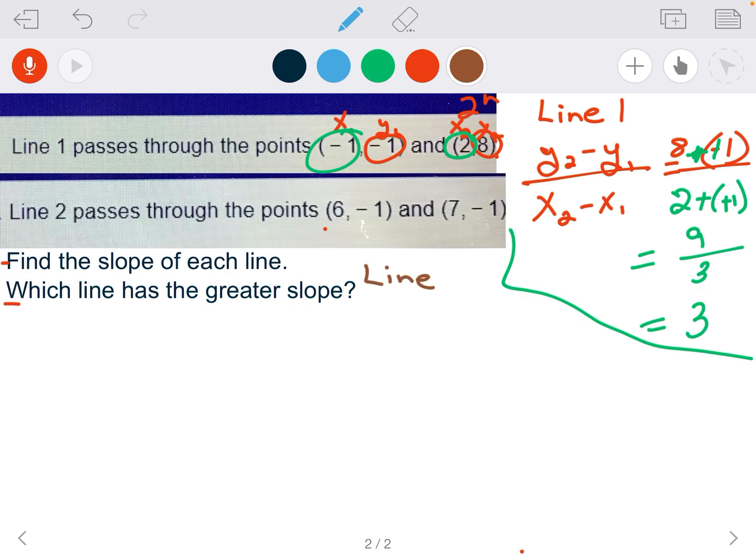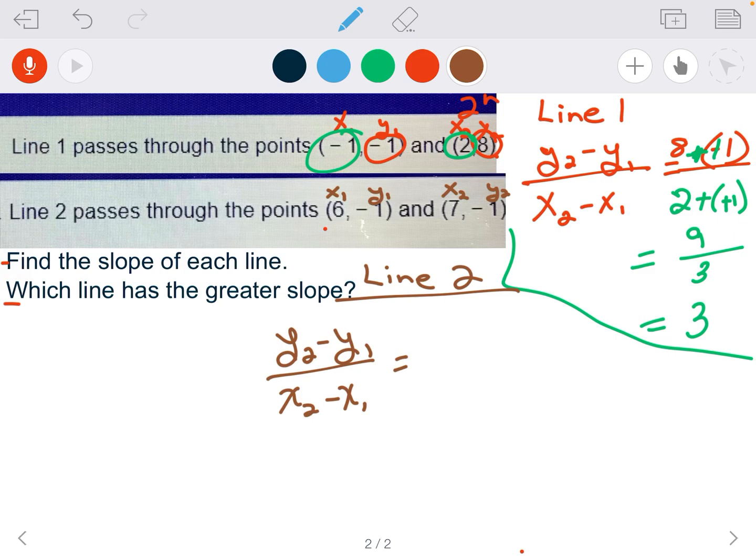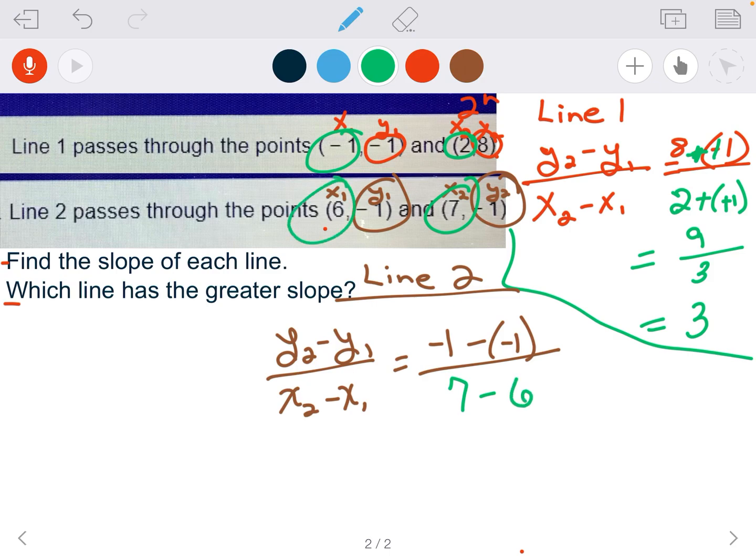Line 2, and I'm going to put it here. And I've got x1, y1. I promise you if you do this, it'll help you. x2, y2. So write it on paper. I know that the formula is y2 minus y1 over x2 minus x1. In other words, the second pair minus the first pair. y2 is a negative 1 minus y1, which is another negative 1. Notice, watch those negative signs. And then I've got x2 is 7 minus a positive 6.